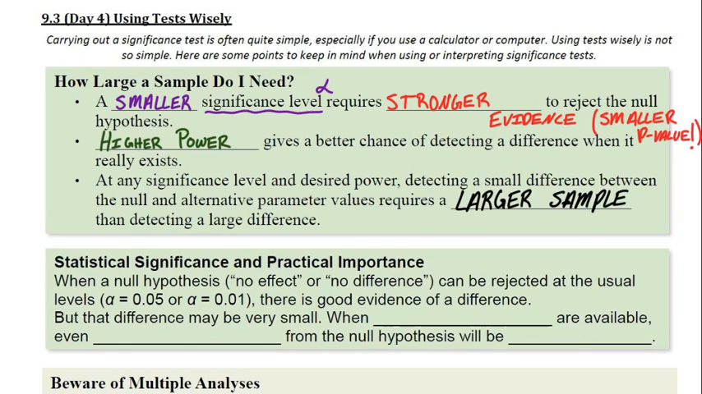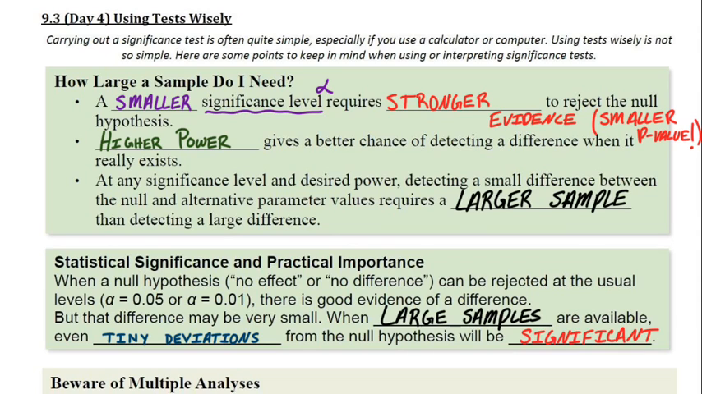And the next part here is statistical significance and practical importance. So when a null hypothesis, which is the no effect or no difference statement, can be rejected at the usual levels, alpha equal to 0.05 or 0.01, there is good evidence of a difference. But that difference may be very small. When large samples are available, even tiny deviations from the null hypothesis will be significant. So that's why it's important to have large samples.